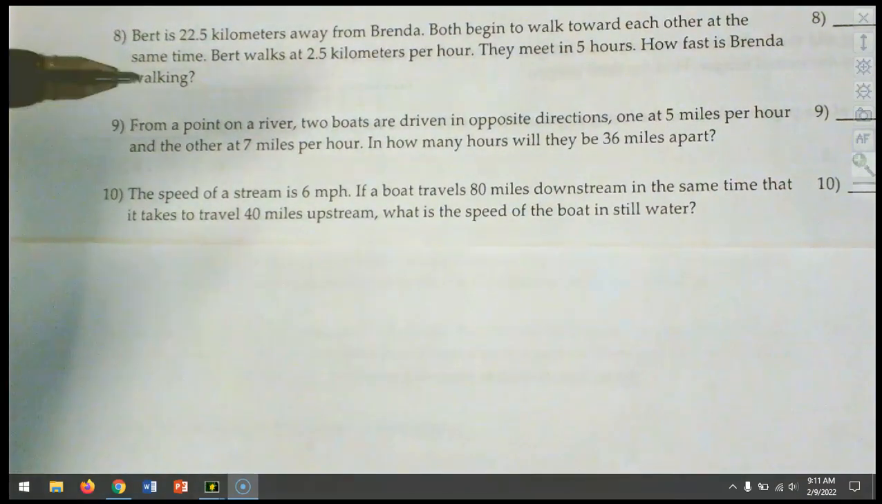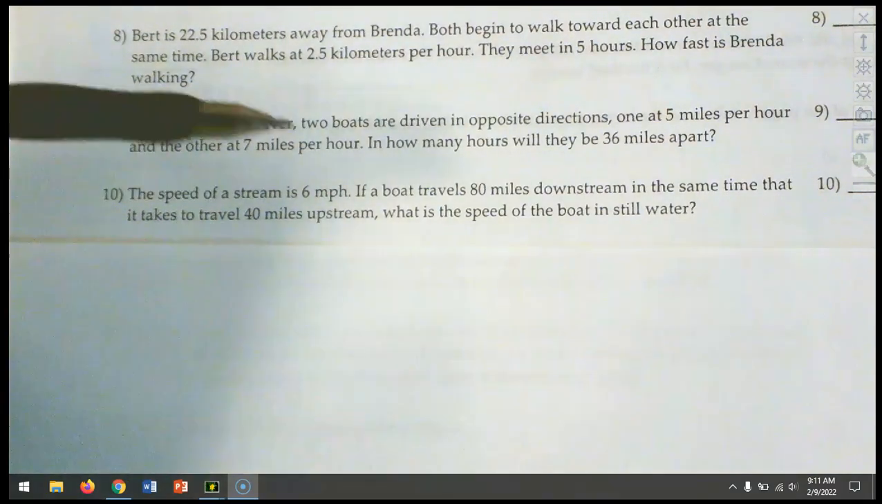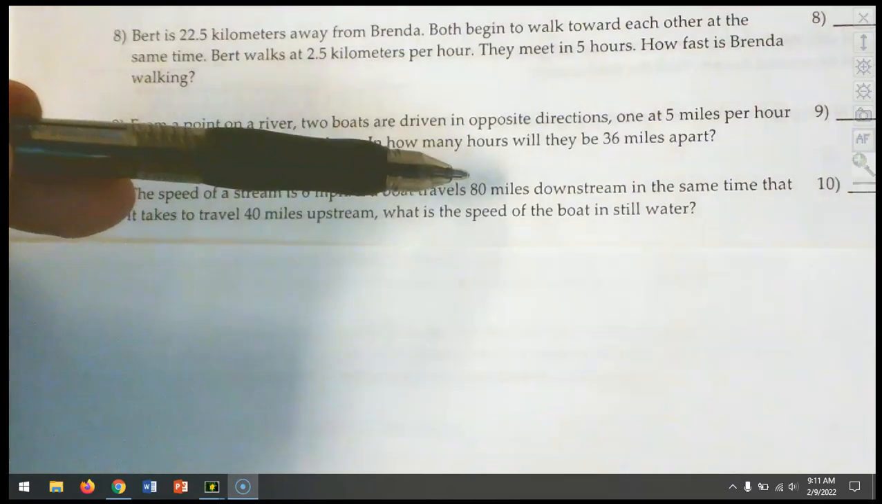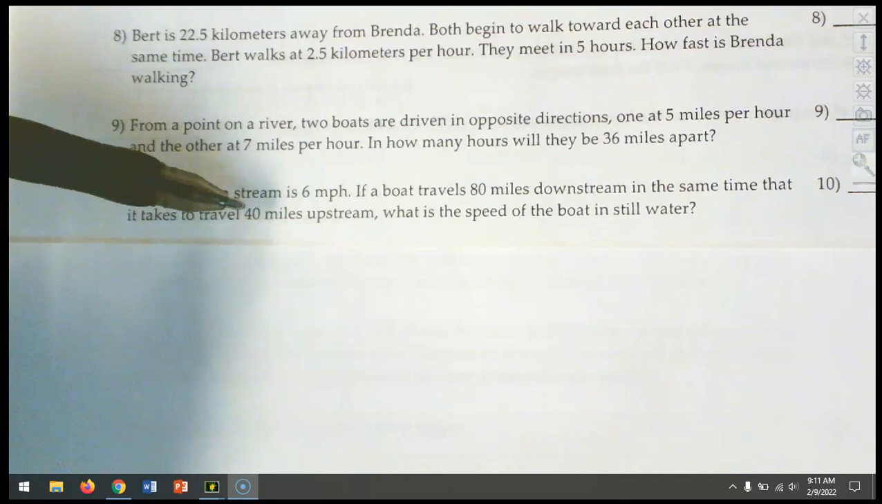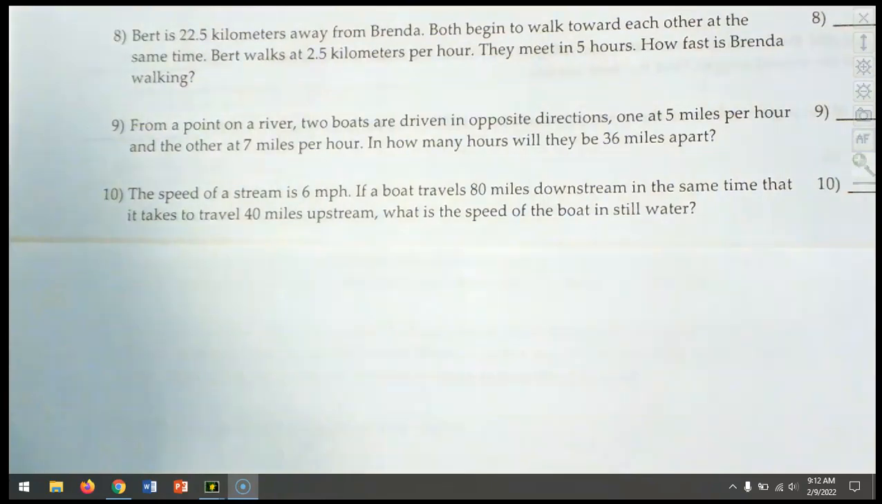So the speed of the stream is 6 miles an hour. If a boat travels 80 miles downstream, in the same time that it takes it to travel 40 miles upstream, what is the speed of the boat in still water?